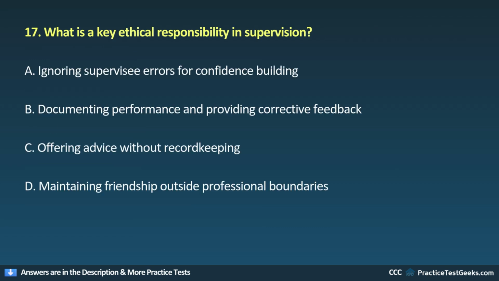17. What is a key ethical responsibility in supervision? A. Ignoring supervisee errors for confidence building. B. Documenting performance and providing corrective feedback. C. Offering advice without record keeping. D. Maintaining friendship outside professional boundaries.